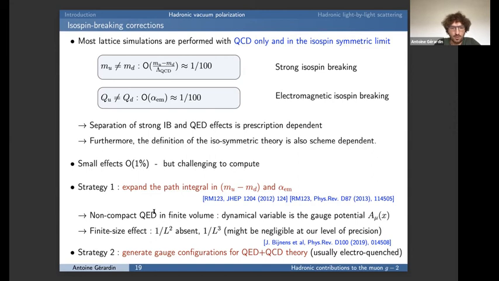Now the problem here is that we have to put QED in a finite volume, which means that we expect a relatively large finite size effect, even if it has been shown that the first contribution in 1 over L squared is not there. So the first contribution scales as 1 over L cubed, and so they might be relatively small, maybe negligible at this level of precision. And then the second strategy is to generate completely new gauge field configurations using QED plus QCD in the path integral, and so in the Monte Carlo algorithm.